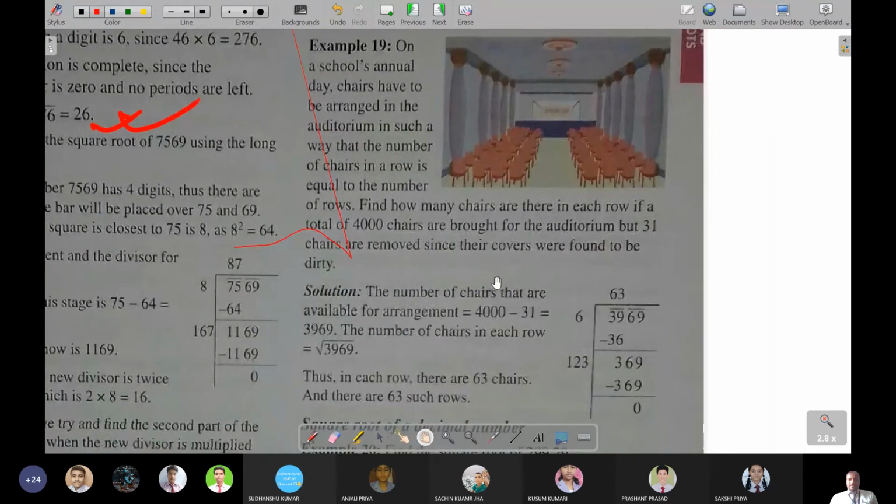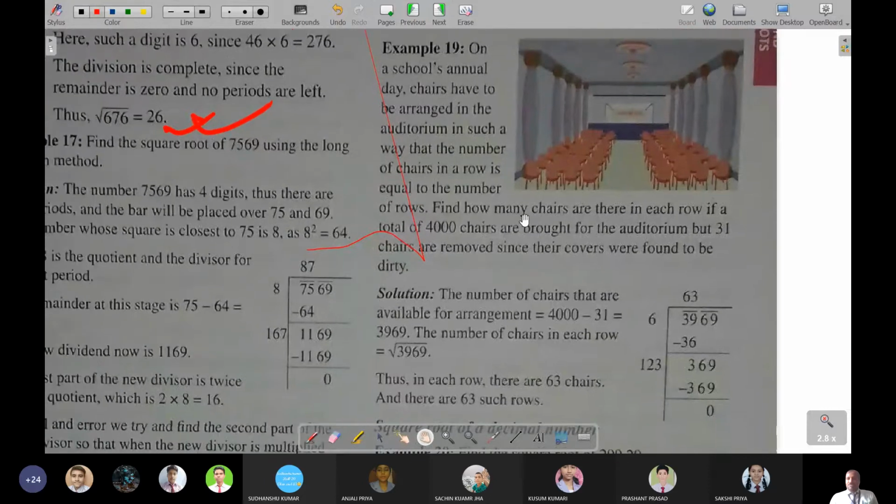Okay, big question is over here. So let's understand the question first. Here it has been said: on a school's annual day, chairs have to be arranged in an auditorium in such a way that the number of chairs in each row is equal to the number of rows. That means as many rows are there, that many chairs are there in each column. Column and row numbers are the same. Now it has been said, find how many chairs are there in each row if the total is 4,000.